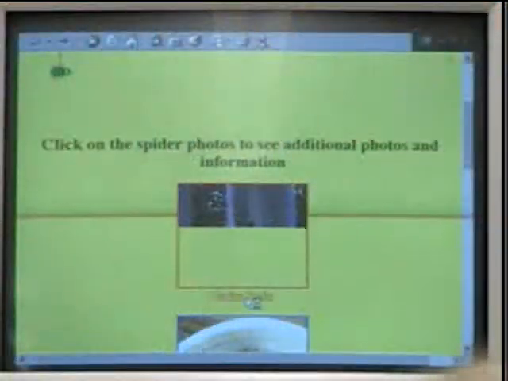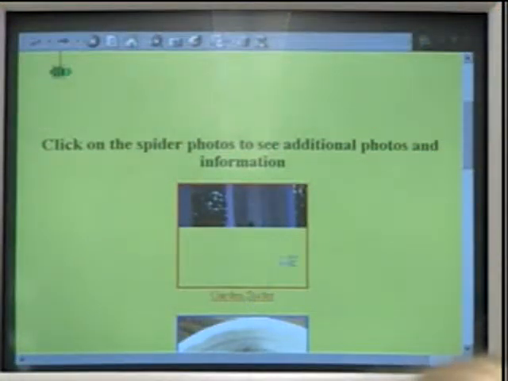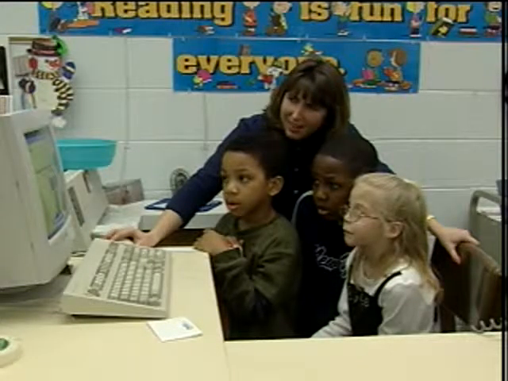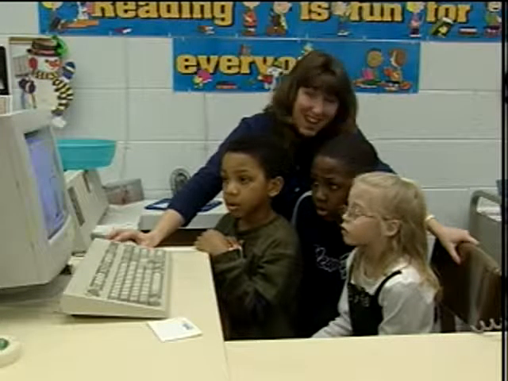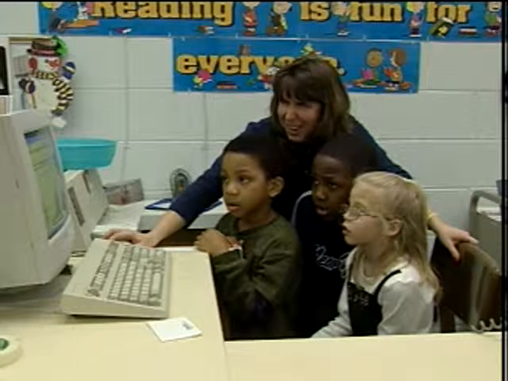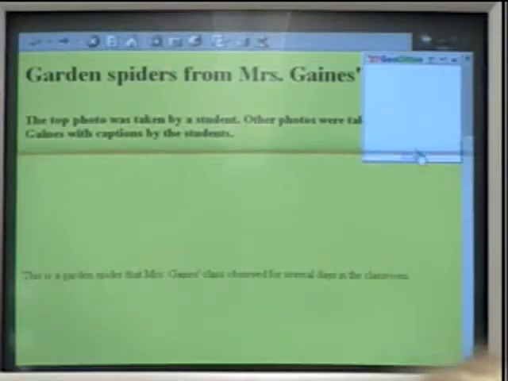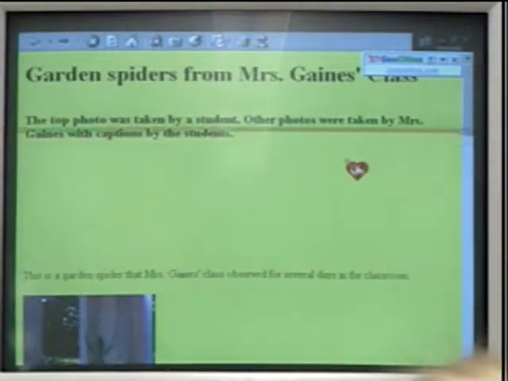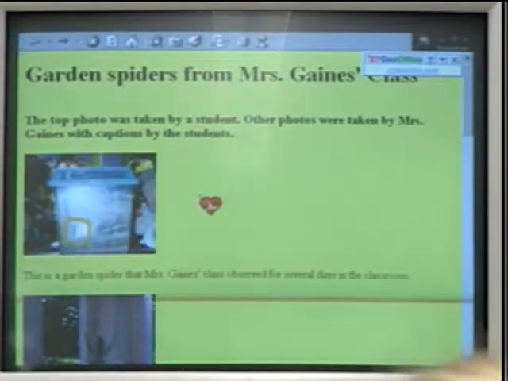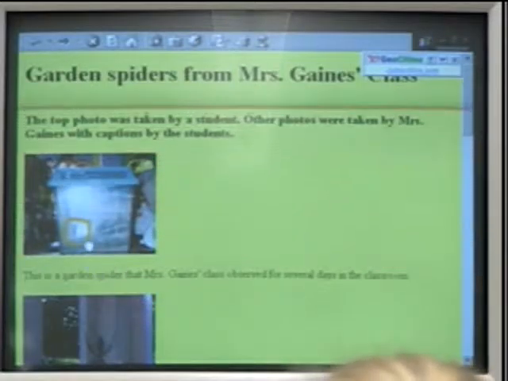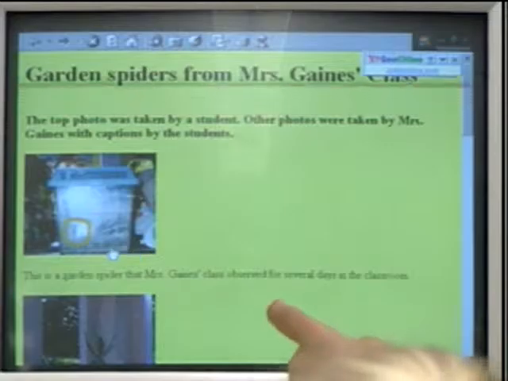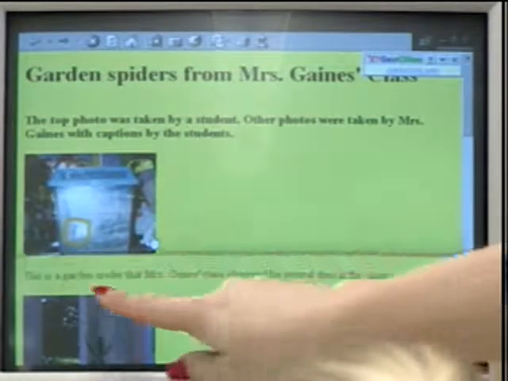The students check their website for pictures and information from the kindergarten class in Missouri. They also post their information about black widows on the website for students in Missouri. Garden spiders from Mrs. Gaines' class. It says the top photo was taken by a student. Other photos were taken by Mrs. Gaines with captions by the student. So there's a spider. It looks like they have a spider where? In what? The circle.